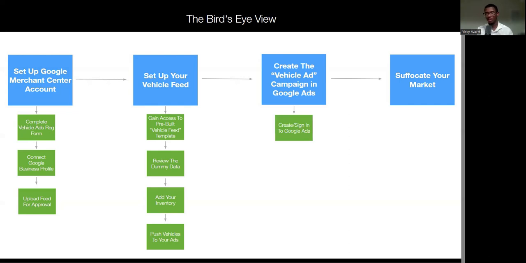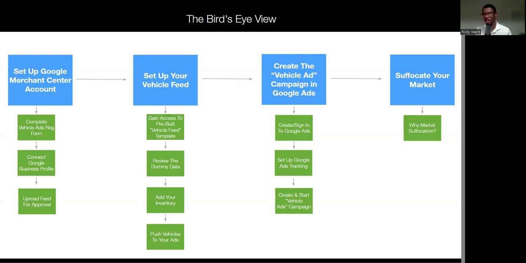Whenever we're creating a vehicle ad campaign inside of Google Ads, obviously we need a Google Ads account. So you're going to sign in. If you don't already have one, create one. We're going to go over setting up your Google Ads tracking. We're also going to create a Google Ad and start your vehicle ads campaign. That's going to get everything running for you. You're going to be going live.